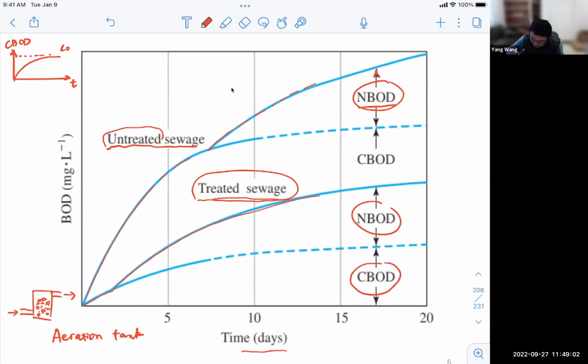You see now the carbonaceous BOD is just this amount. But for the untreated sewage, you have much more carbonaceous BOD. So this is how the CBOD and NBOD interact in our natural water systems.